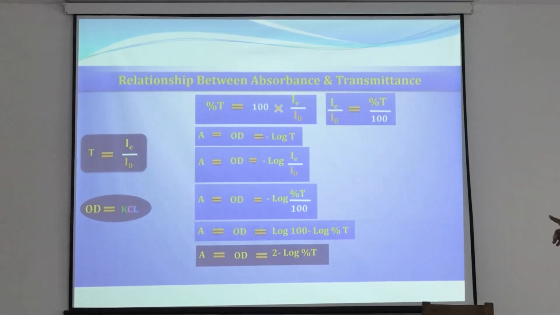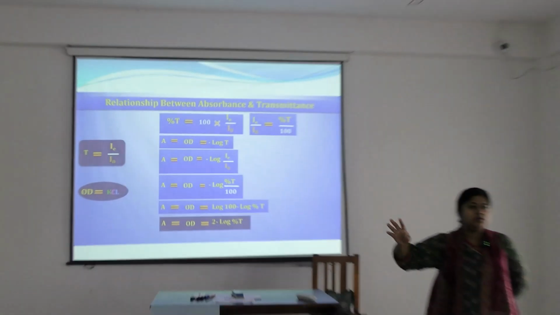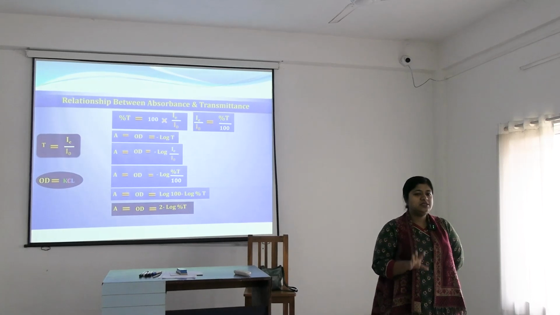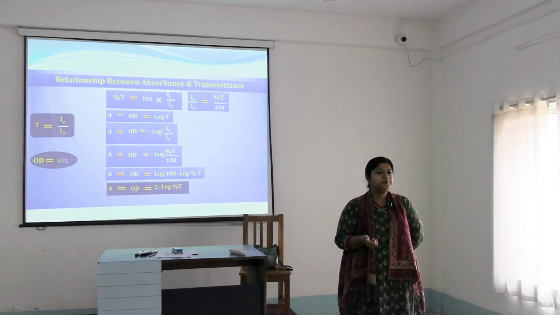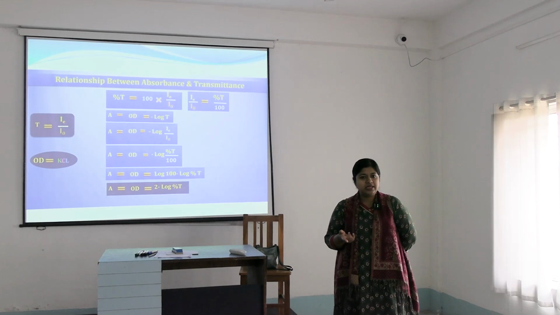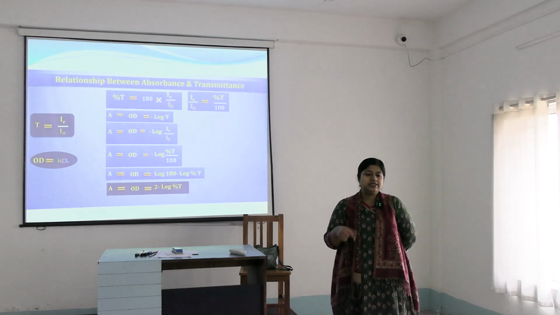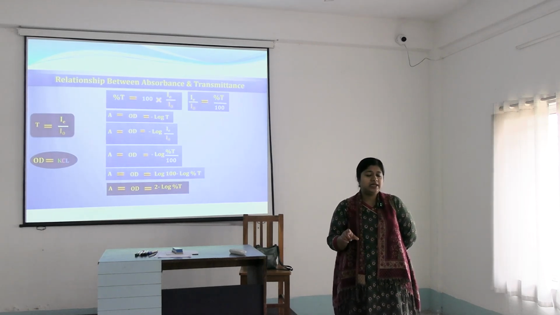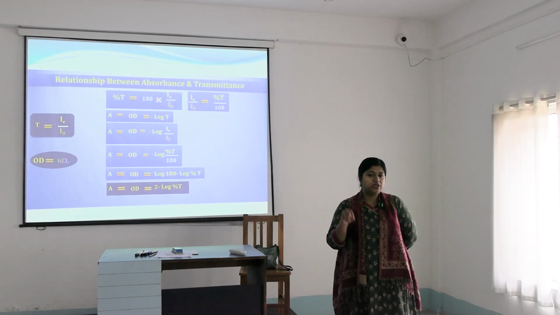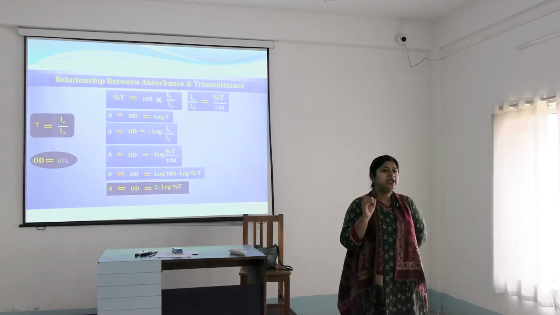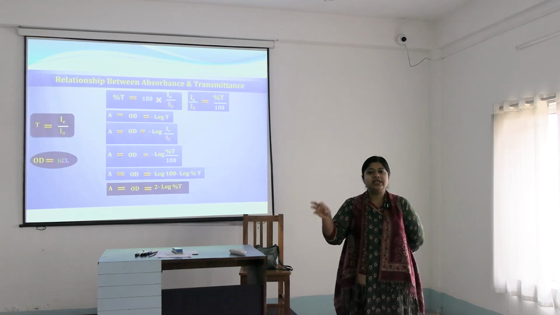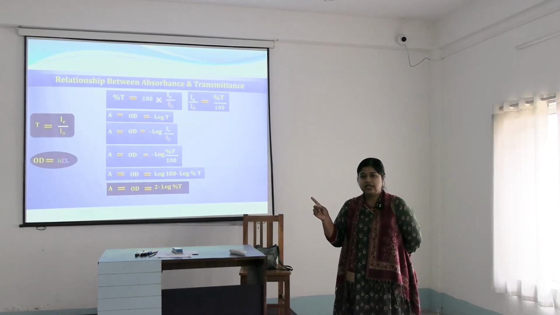Okay. We already know T is equal to IE by I0. Transmittance is IE by I0. What is IE? Emitted light intensity. I0 is incident light intensity. Incident light is the original light that was passing through the solution, that was I0 intensity, and the emitted light intensity is IE.